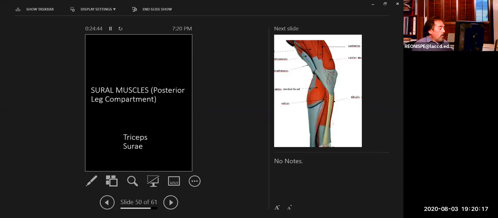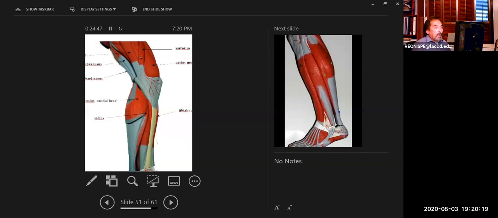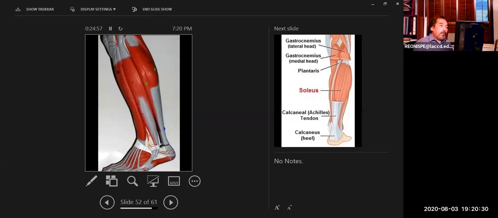Okay, and then the posterior compartment has another name called the sural compartment. Okay, gastrocnemius, and then soleus underneath. And then it shows you the gastrocnemius here, and soleus underneath. And then I'm looking at the lateral compartment. So this is going to be the peroneus longus on top.